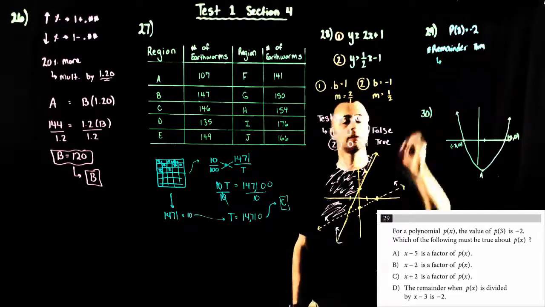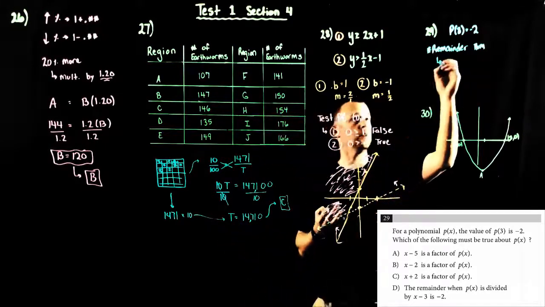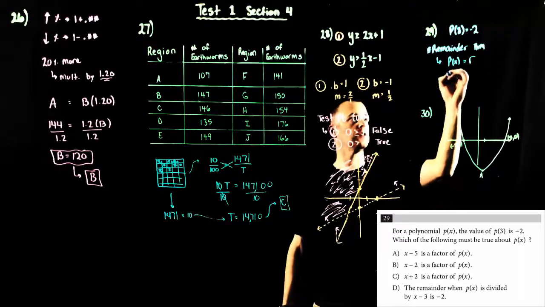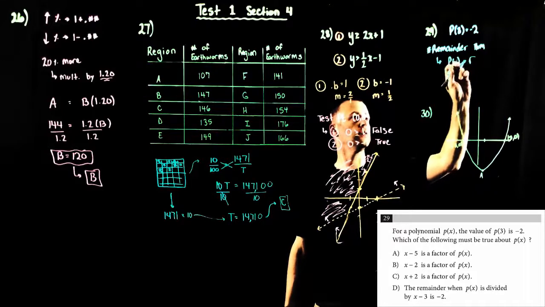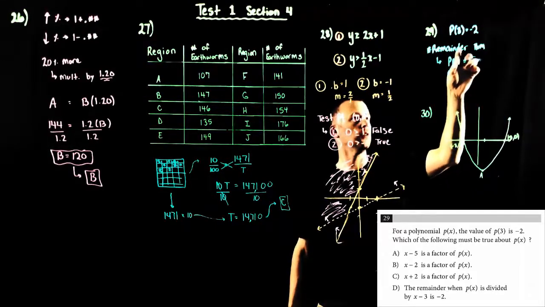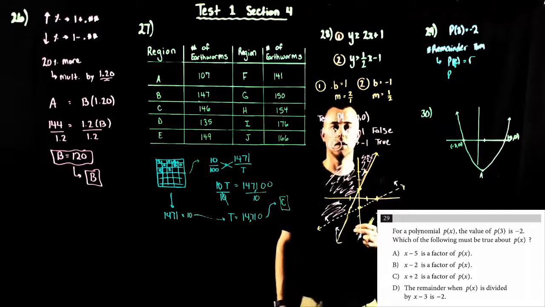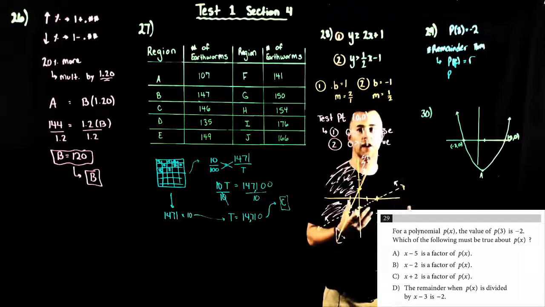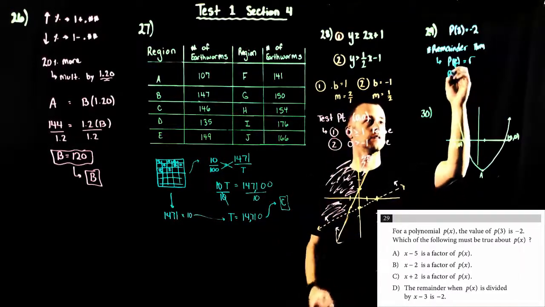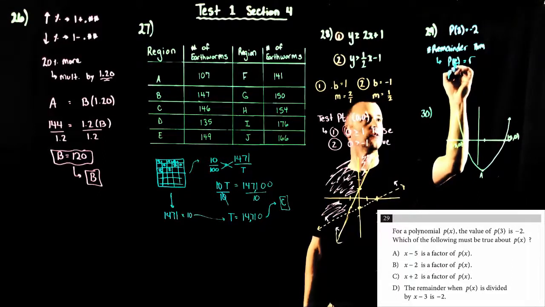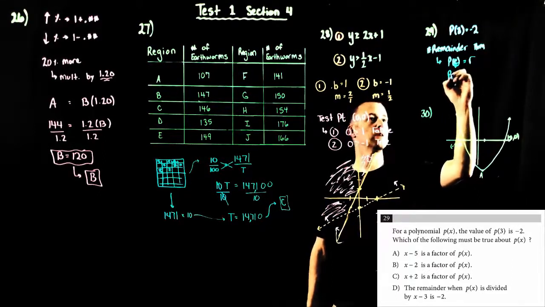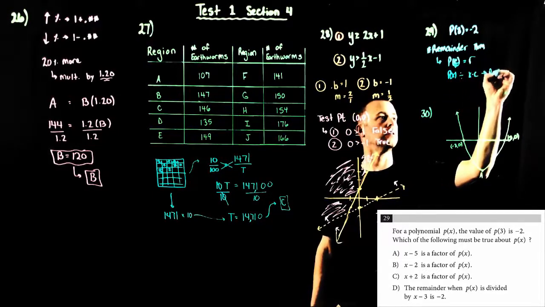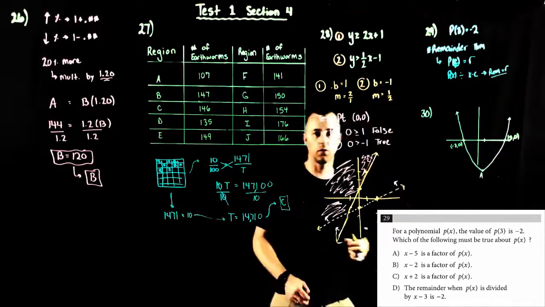The way it works is, if you have P of x, I'll call it P of c and not x, so we don't have overlapping variables here. So let's say P of c equals r. What that means is if you take that function P of x and divide it by x minus c, you're going to get a remainder equal to r. And this is basically what the Remainder Theorem is stating.